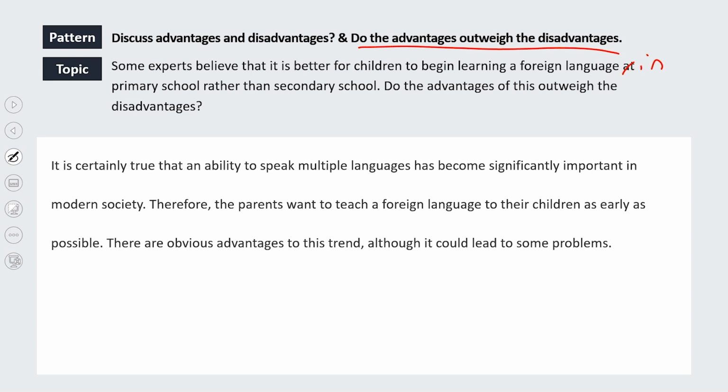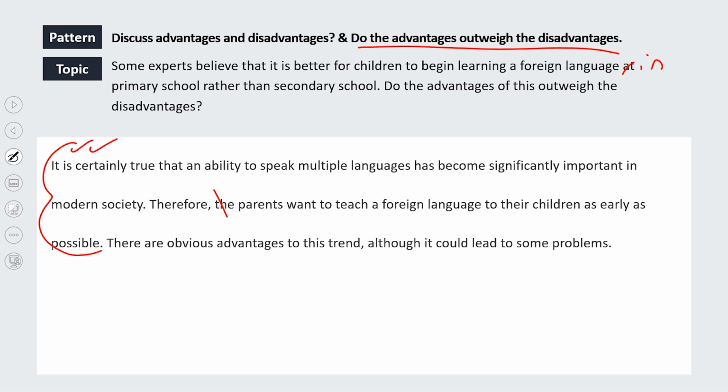And let's see what this candidate has done. So in the introduction: it is certainly true that an ability to speak multiple languages has become significantly important in modern society. Therefore, the parents want to teach a foreign language to their children as early as possible. There are obvious advantages to this trend, although it could lead to some problems. Okay, so these first two sentences, I really like. I think this is great. They lay out the background information. They lay out the debate topic, teaching children languages early.